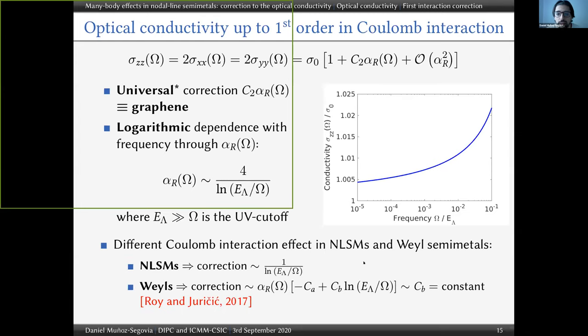This behavior is fundamentally different from what happens in Weyl semimetals, since in Weyl semimetals in this asymptotic limit the interaction correction is asymptotically constant. So in Weyl semimetals, in the non-interacting limit, the optical conductivity depends linearly on the frequency, but the interaction correction on top of that is constant. This has been associated with a violation of hyperscaling in 3+1 dimensional critical points. However, since nodal line metals also live in 3+1D, this is not the only reason. We believe it also has to do with the renormalization of the charge in Weyl semimetals, which does not happen in nodal line metals.